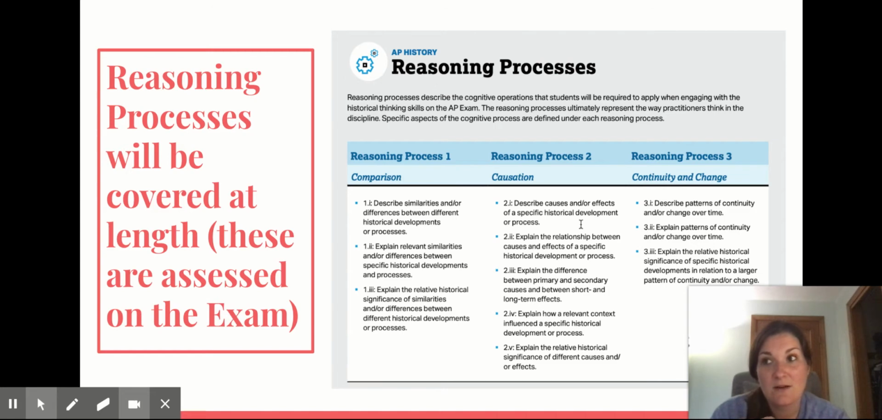Causation, of course, can have many different lenses to look through. Sometimes an event or a process can have more than one cause or more than one effect. Sometimes a cause will affect only one thing. There are lots of different ways that we can look at it, but causation is a really important process as well. And then continuity and change.